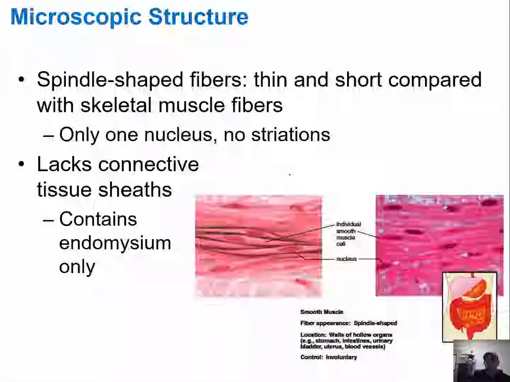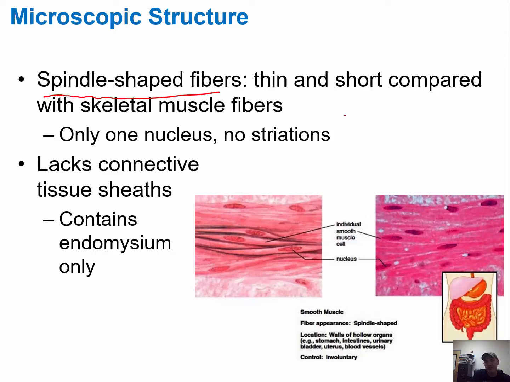Reviewing some of our histology, the microscopic structure of smooth muscle. The cells themselves are spindle-shaped, which means they're somewhat elongated, so we do refer to them as fibers, and they're tapered on each end. This shape may also be called fusiform. There's only going to be one nucleus and no striations in this tissue.